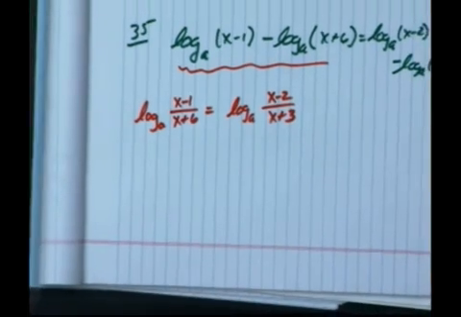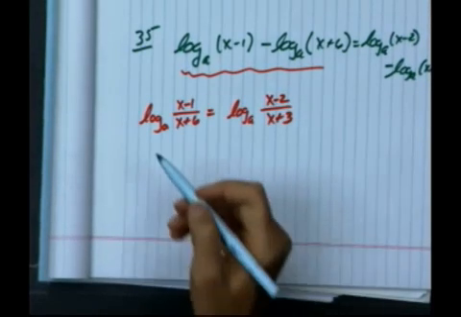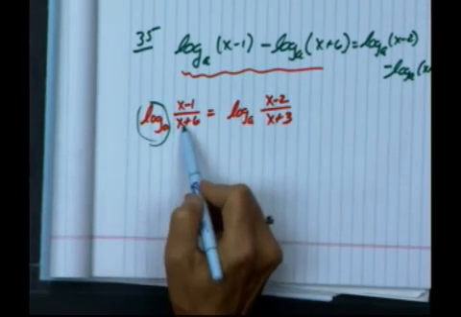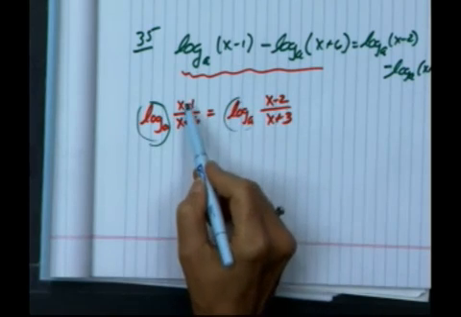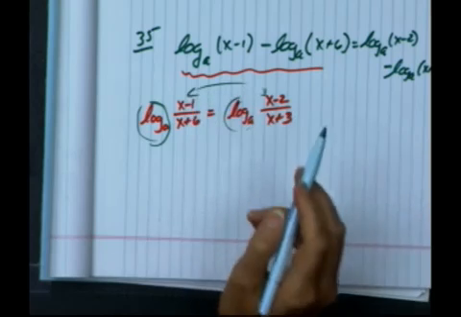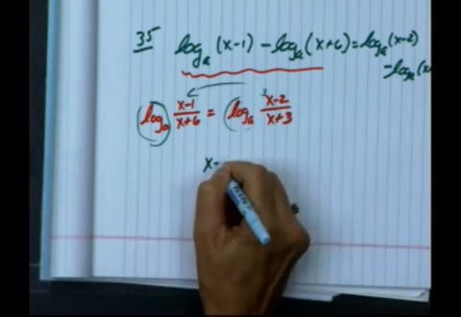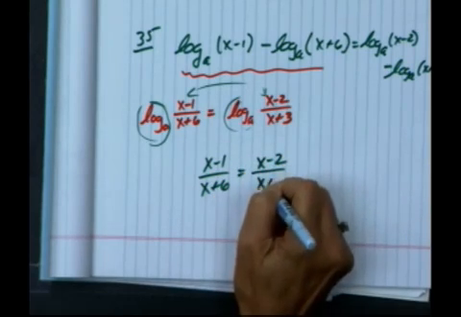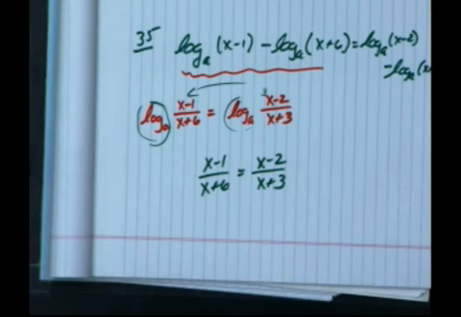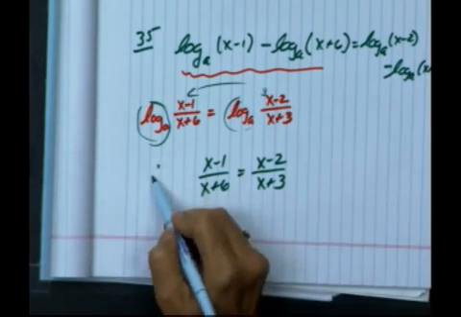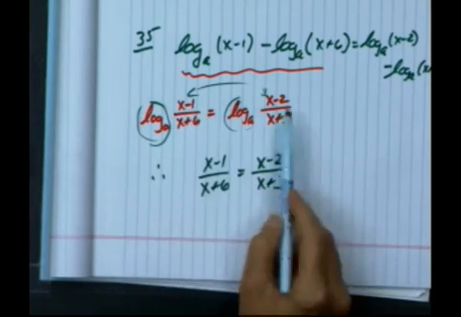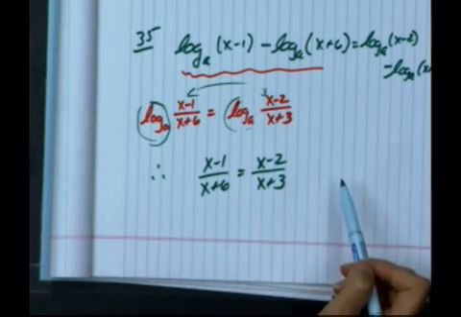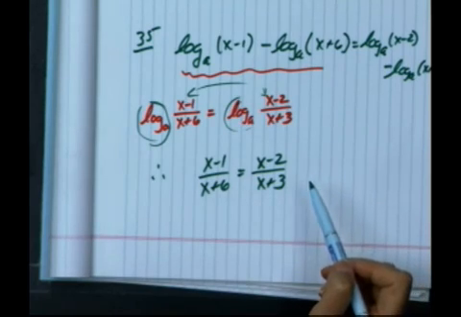Cross multiply. Well, you're using the property. It will come down to a cross multiply, but at the moment, the log to the base a of something is equal to log to the base a of something, which means the two arguments must be equal, right? So you have x minus 1 over x plus 6 equals x minus 2 over x plus 3. Using that property, therefore, the arguments must be equal. Now we're going to do what you said, multiply both sides by the common denominator.